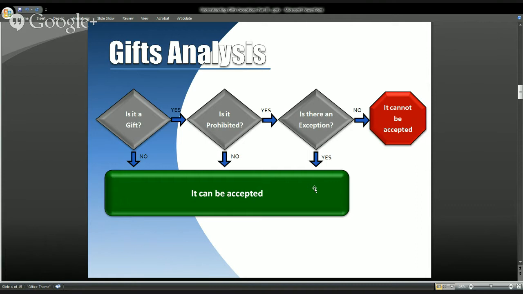But what about all those other things? In this case, we're going to be talking about invitations. And generally speaking, invitations are not going to be excluded from the definition of a gift. Invitations, entertainment, food, things like that are going to qualify as gifts in the main. So where do we go next?